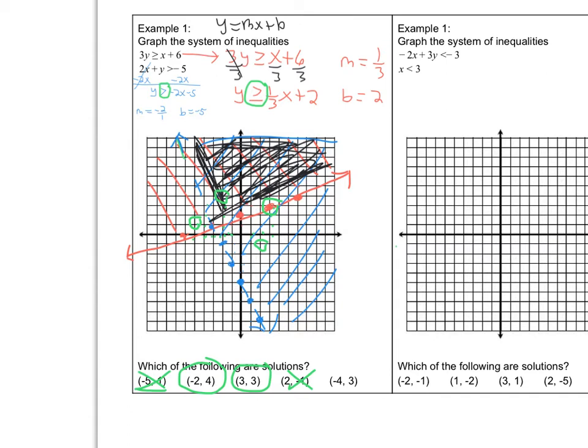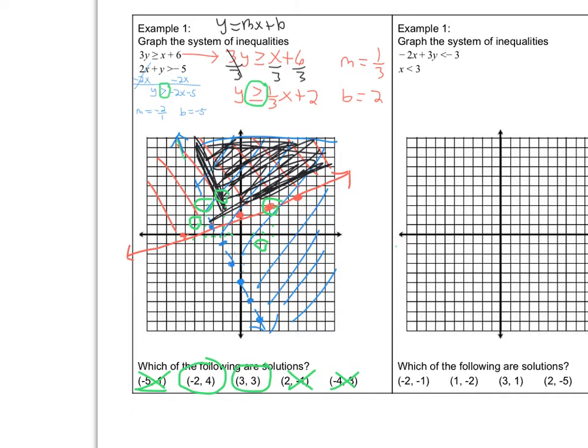Well, if you were to graph another point on your blue line, you'd notice that that is right on the dotted line. And since it's on the dotted line, that means it cannot be a solution. Okay. All right, so this is the answer. All of our work is done here. We checked all of these coordinates down at the bottom.